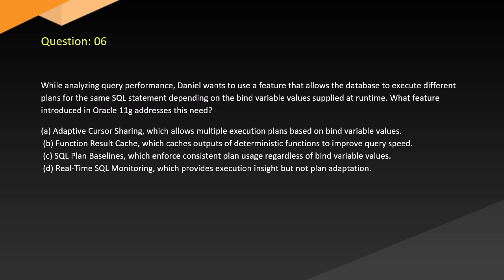Question 6. While analyzing query performance, Daniel wants to use a feature that allows the database to execute different plans for the same SQL statement depending on the bind variable value supplied at runtime. What feature introduced in Oracle 11g addresses this need? A. Adaptive cursor sharing, which allows multiple execution plans based on bind variable values. B. Function result cache, which caches outputs of deterministic functions to improve query speed. C. SQL plan baselines, which enforce consistent plan usage regardless of bind variable values. D. Real-time SQL monitoring, which provides execution insight but not plan adaptation.